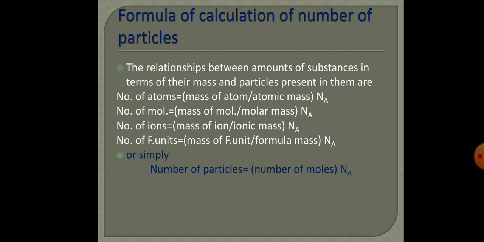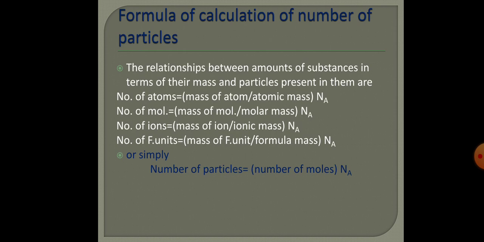And if we need the number of ions, then we need the mass of the ion. After that, divide the mass of the ion by its ionic mass and again multiply by the hypothetical number, that is Avogadro's number. Same is the case with formula units. In case of a formula unit, we need the mass of the formula unit which is provided to us. Then divide this mass by its formula mass and after that multiply by Avogadro's number.